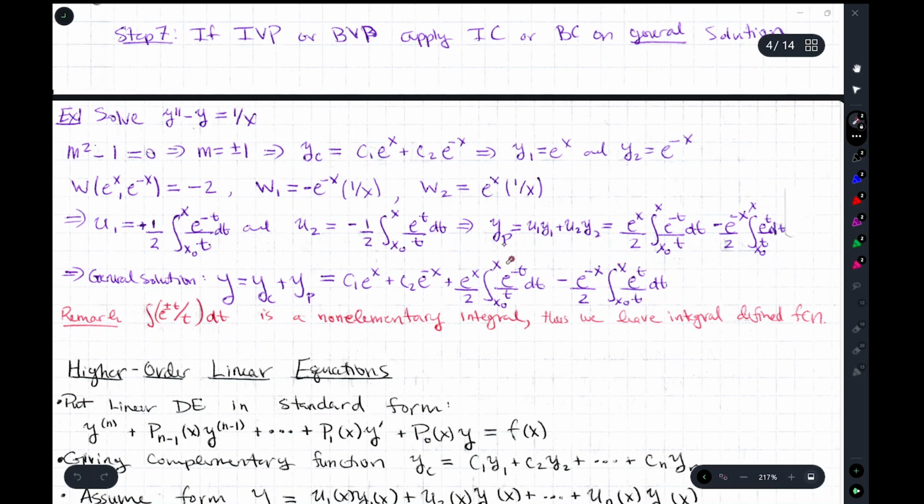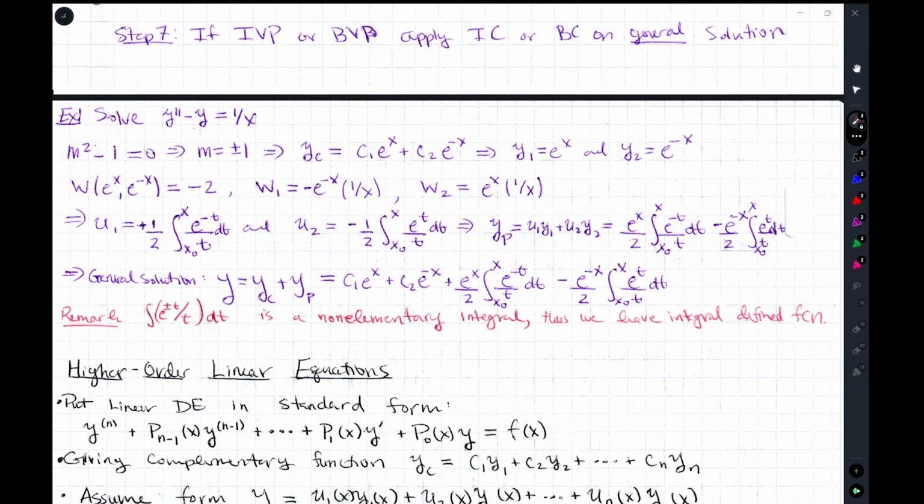So the particular solution is u1 times y1, and so here goes our y1, and here goes our u1 there, which includes that 1/2, and likewise here, and we're just going to leave it like that as an integral defined function. So our general solution is the complementary function plus y particular with the integral defined function. Here he writes non-elementary integral, thus we leave the integral defined. Leave it as an integral defined function, which is fine.